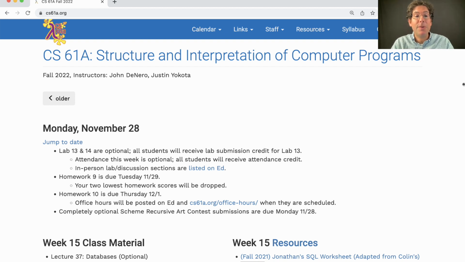However, we do have some in-person lab and discussion sections. I've listed them in an ed post. As I learn about more that are going to meet, I will add them to that list. I do recommend that you come to lab and discussion this week if you can. You won't get any attendance credit for it, but you might learn something.